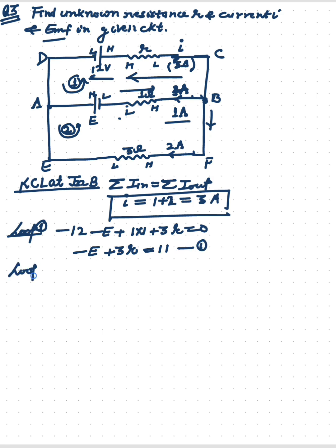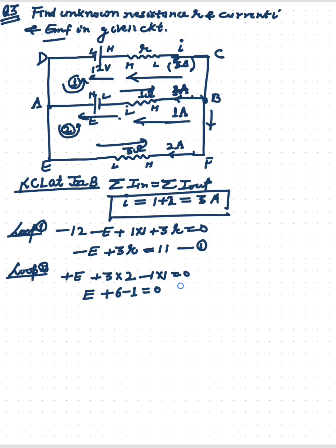Now loop 2. In loop 2, let's start from here. We are traversing low to high. So this is plus E. Now here we are going low to high. So plus 3 into 2, and here we are going high to low. So this means minus 1 into 1. So this equals 0. So from loop 2 we are directly getting the result for E. So this is E plus 6 minus 1 equals 0. So this implies E we are getting as minus 5 volt.